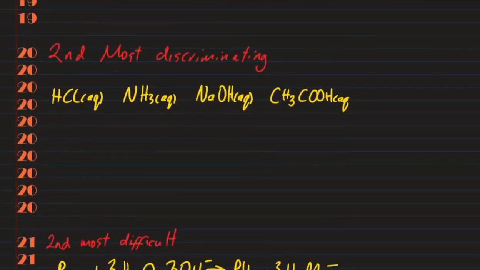And 20, the second most discriminating. Acids and bases. All right, so let's look at the pH. Let's say they're the same concentration. Fair enough, that makes sense to me. So hydrochloric acid is a strong acid. You need to know hydrochloric, nitric, sulfuric acid are strong acids. So strong acids, that's going to have a low pH.